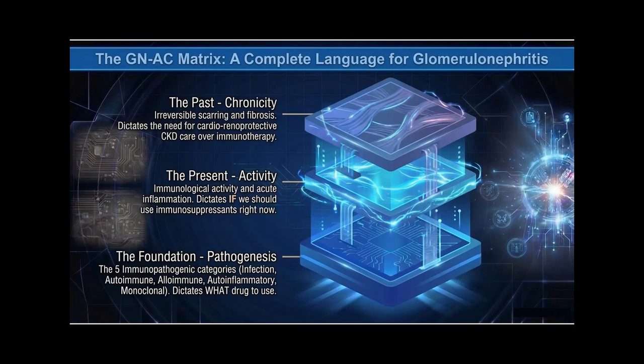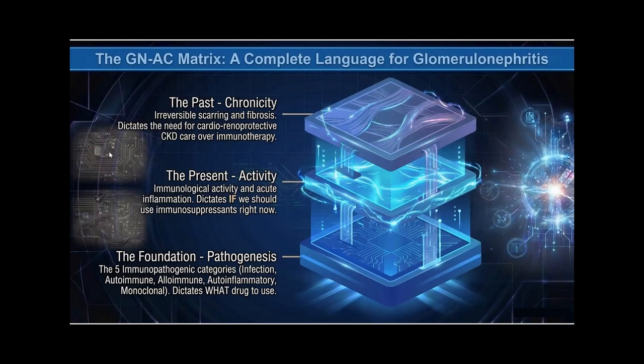Second one, about the activity. Immunological activity, acute inflammation, dictates immunofluorescence. We should use immunosuppressants right now. If there is an activity, the treatment is immunosuppression. If there is no activity, don't expose the patient to immunosuppression. And finally, in the chronicity, irreversible scarring and fibrosis, it needs cardiorenoprotective treatment. It dictates the cardiorenoprotective CKD care over the immunotherapy.